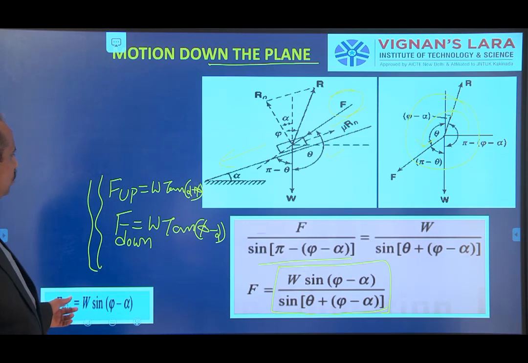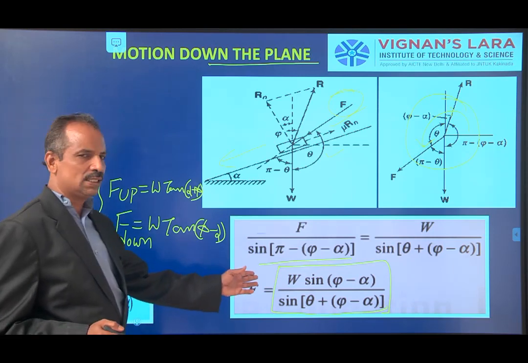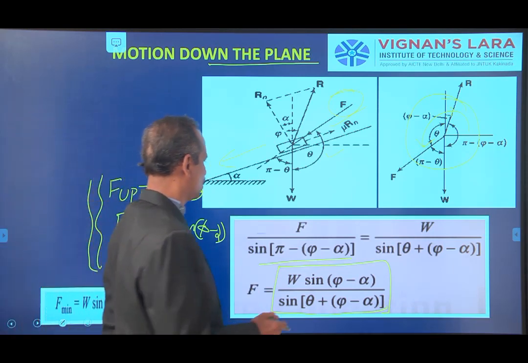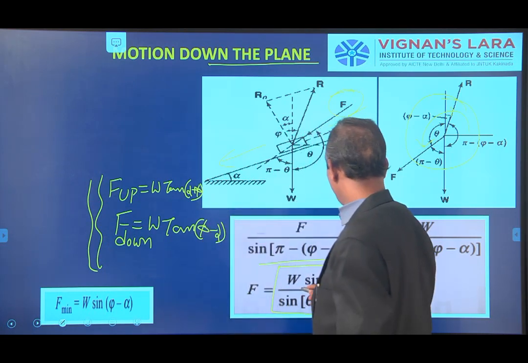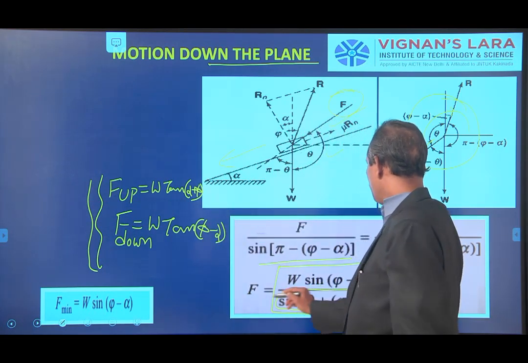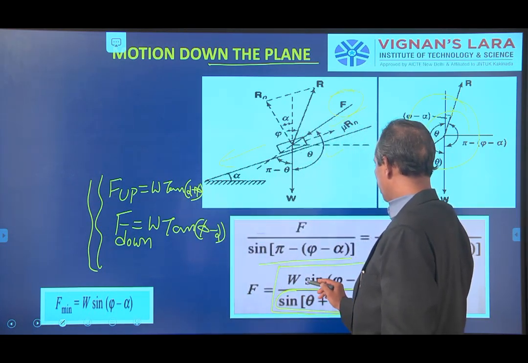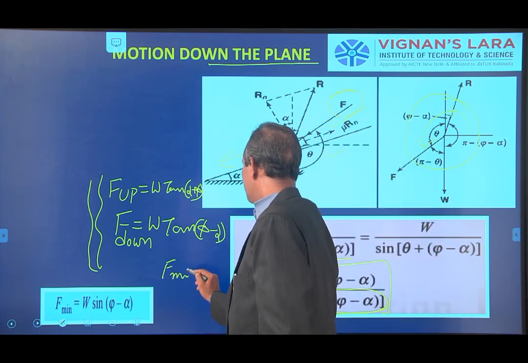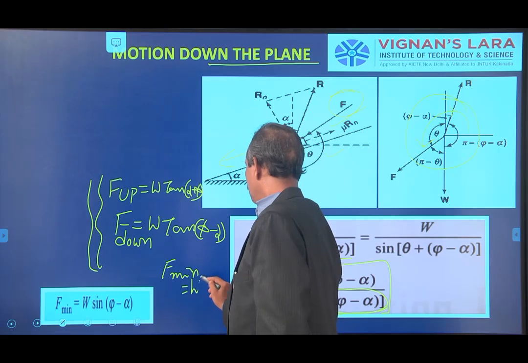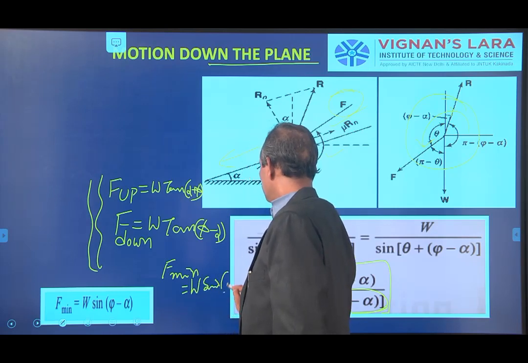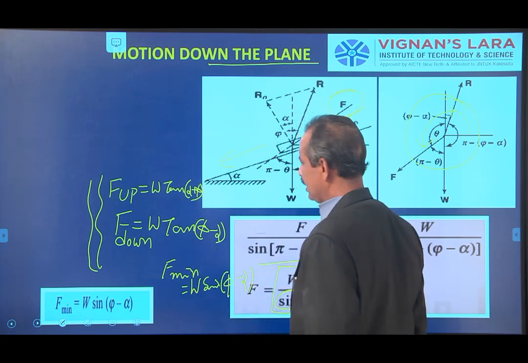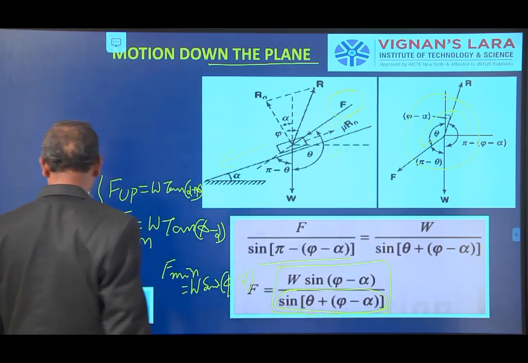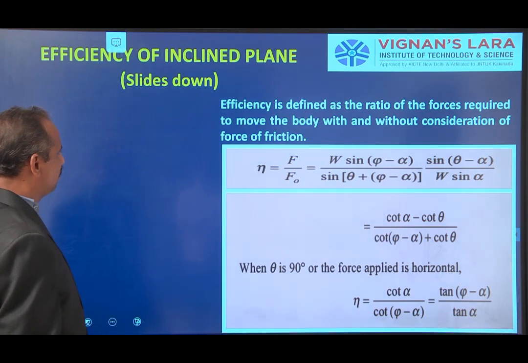So here also you can write in similar lines to the previous case, what is the minimum force? When will this become minimum? When this becomes maximum. So when this becomes 1, then what is F minimum? Simply F minimum is W sine phi minus alpha. So in similar lines we can obtain the minimum force requirement.